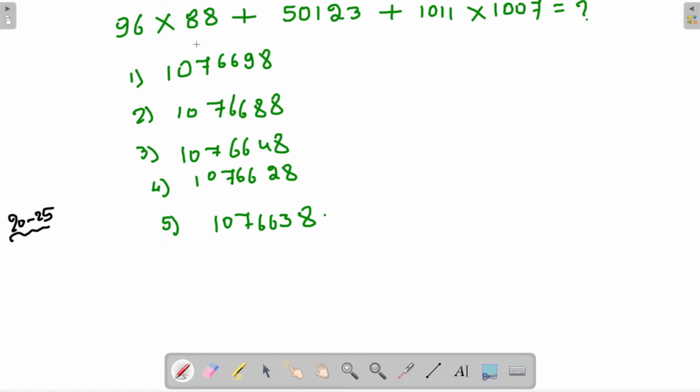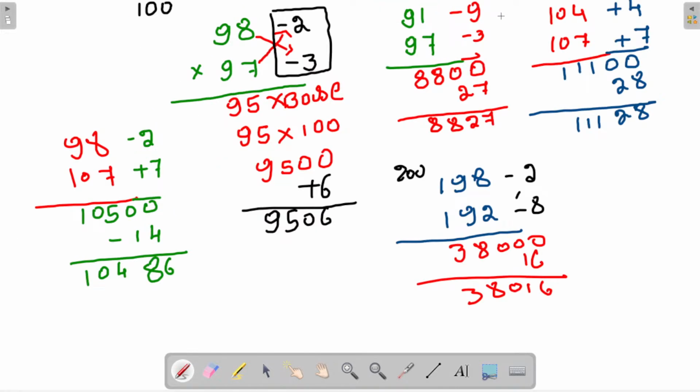But if you closely observe this number and this number, they are base method numbers, right? This is a base method number. Observe all the questions in base method. Let's solve this question. 98 into 97, your final answer will be 9506. So how are we getting this 06?